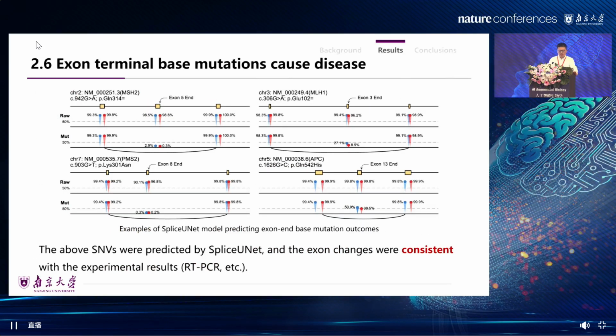And we find that the ClinVar database has some experimentally validated results showing that this SNV will result in a splicing mistake. So we check the above SNVs with SpliceRoulette. We found the exon changes were consistent with the experimental results.